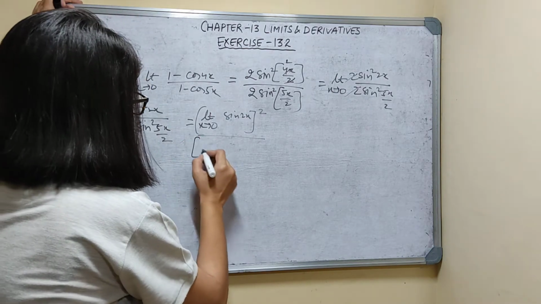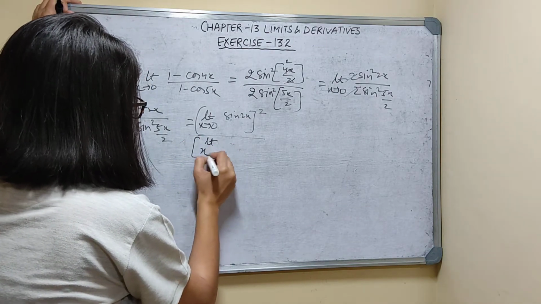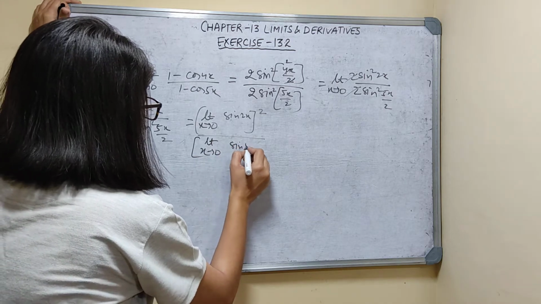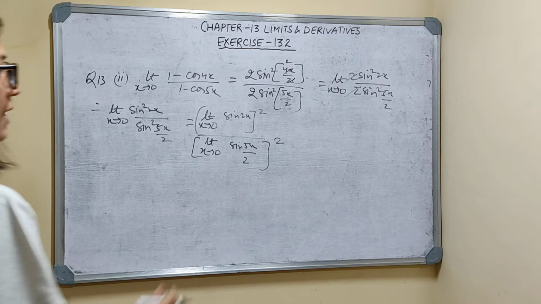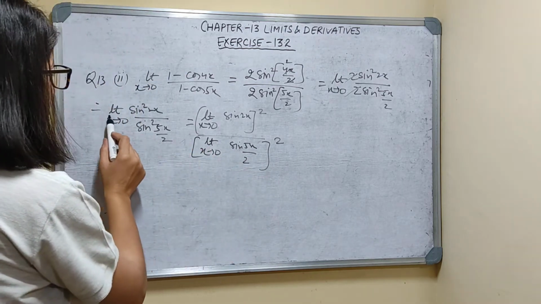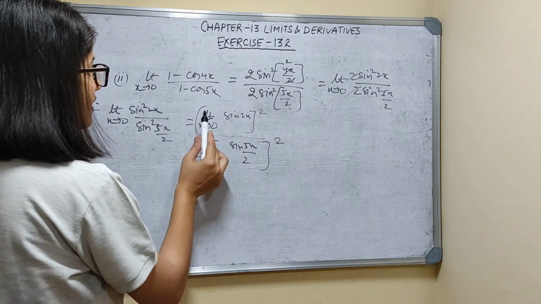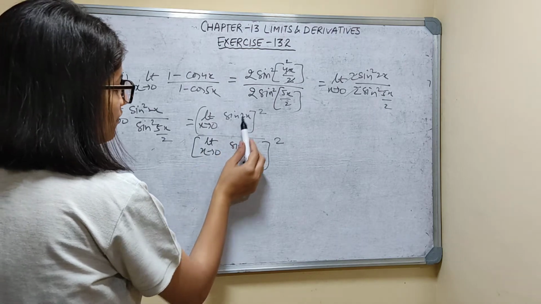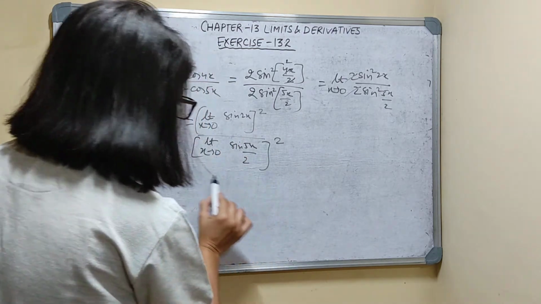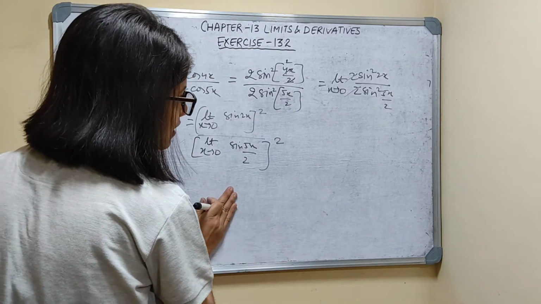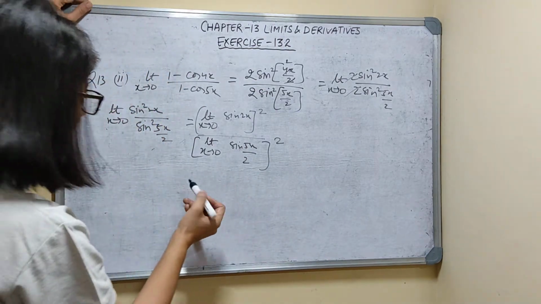Limit x tends to 0, so here it will be what? Limit x tends to 0, (sin 5x/2) whole square. Is it clear? But I can't write it directly. I told you limit x tends to 0, f(x) upon g(x) is equal to limit f(x) upon limit g(x) I can write, but if the down part is 0, I can't solve it directly. So I am not solving it directly.